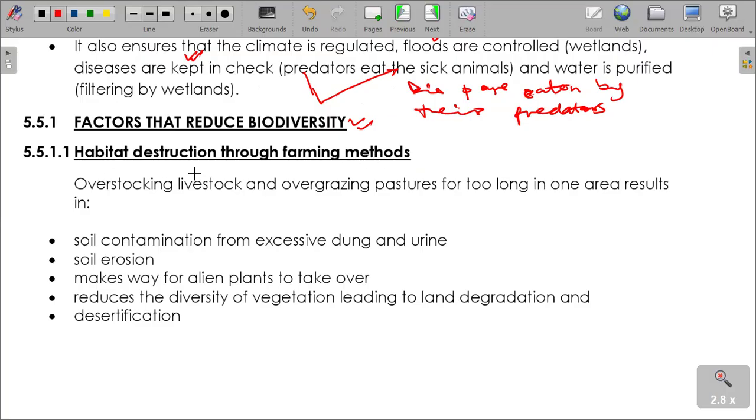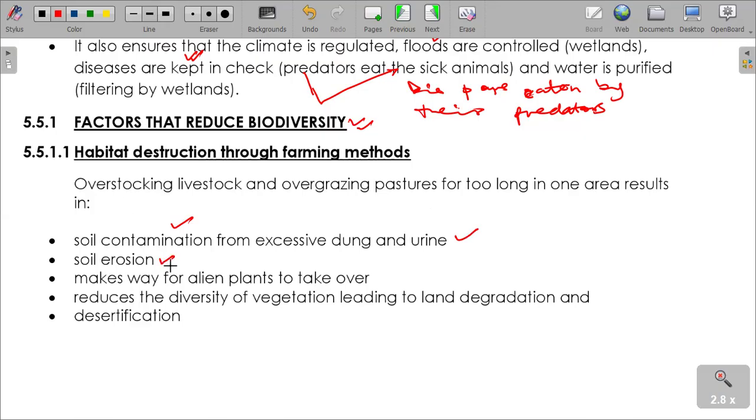For example, overstocking livestock and overgrazing pastures for too long in one area results in what? It results in soil contamination from excess dung and urine. When animals are grazing on a piece of land over a long period of time, their urine and their dung can also cause soil contamination.